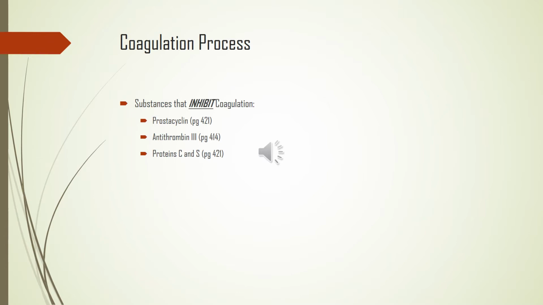Antithrombin 3, which is found on page 414, is an antithrombin. Just think about it as antithrombin. Anti means it's against, and it prevents the action of thrombin. So when you look at antithrombin 3, we're looking at a plasma protein that inactivates thrombin and inhibits coagulation factors, preventing any abnormal clotting.